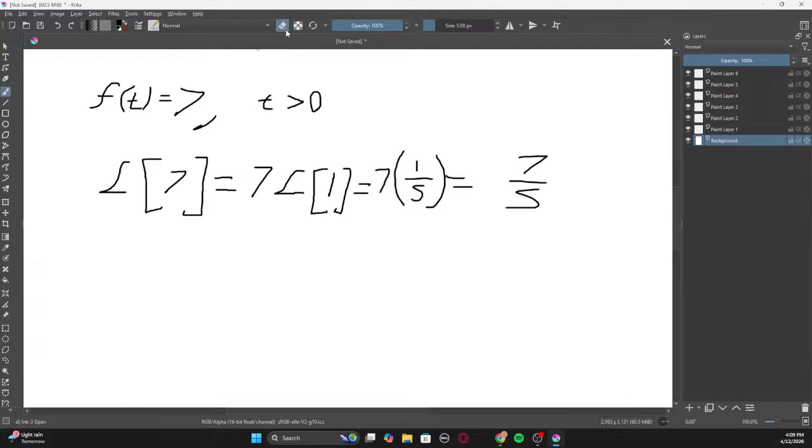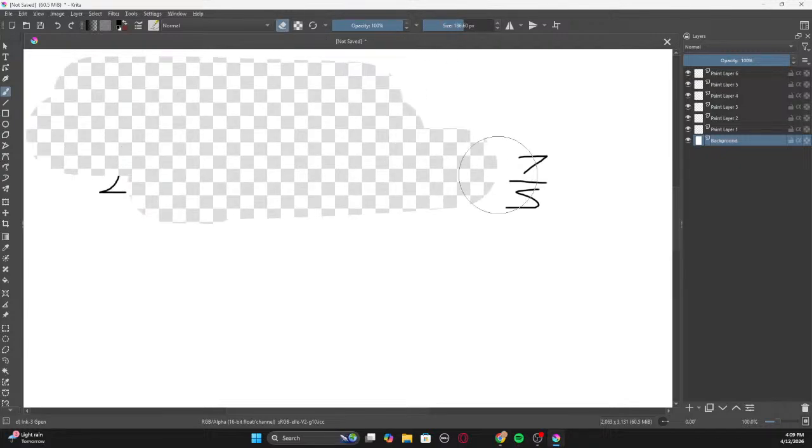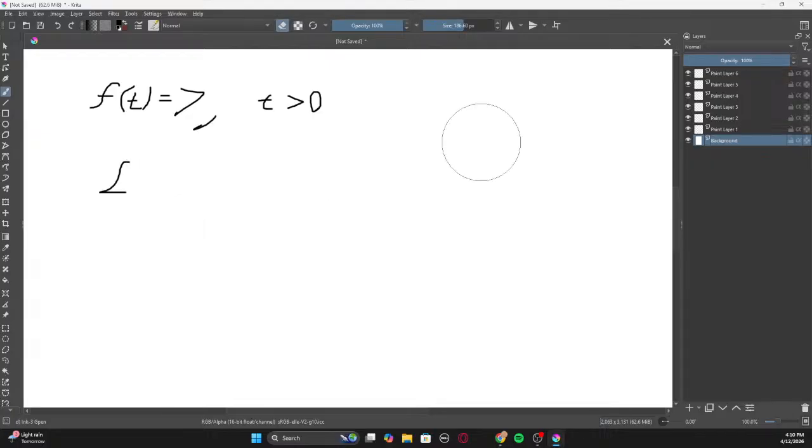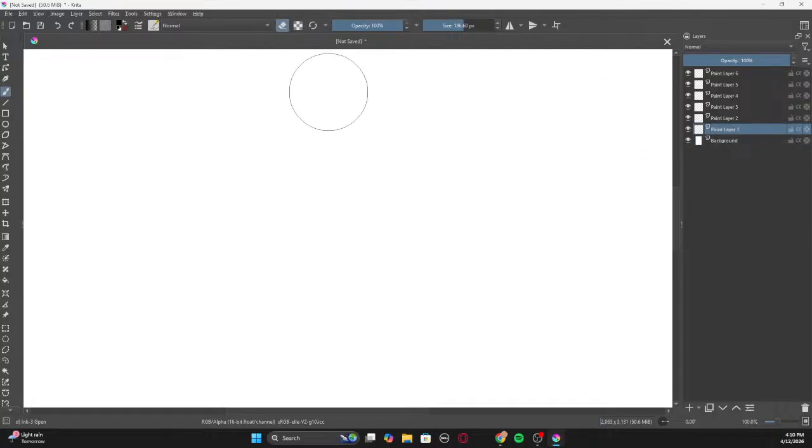Now the eraser will take, and we'll increase the size by a lot. Okay, wait. I think I need to do this on a paint layer. Alright, paint layer. And so now if we erase, okay, that's a lot better. Okay, forget that. Where is the drawing? I don't usually use this one. Oh, okay, there we go.